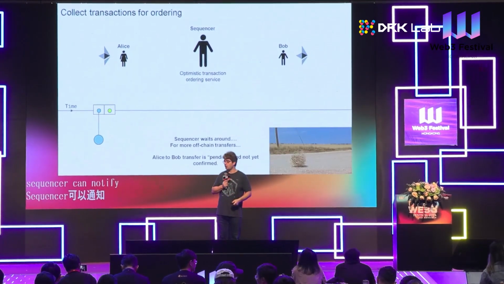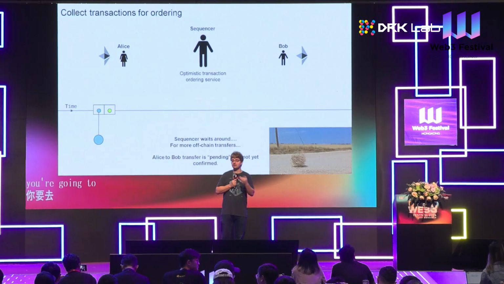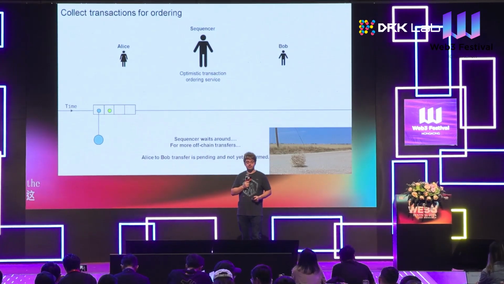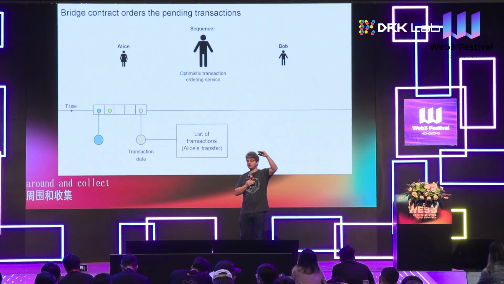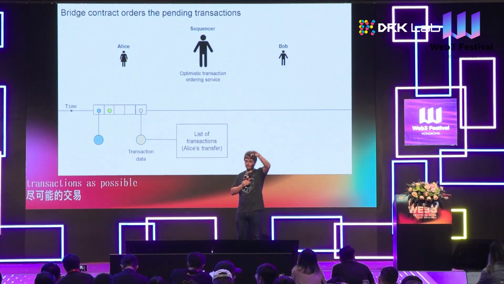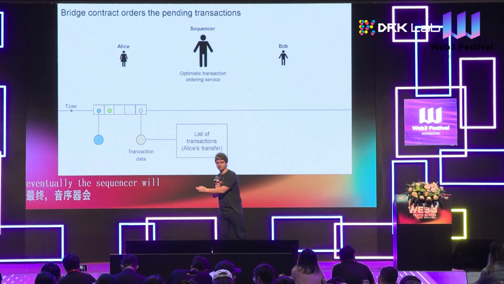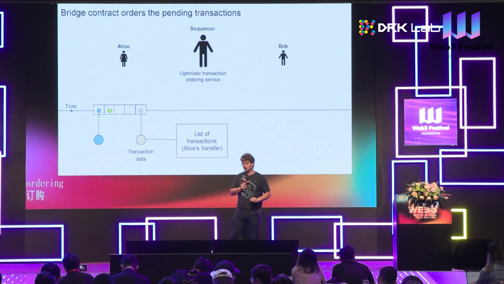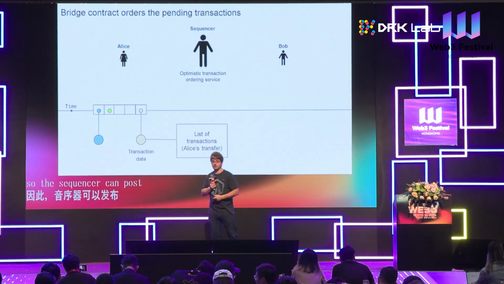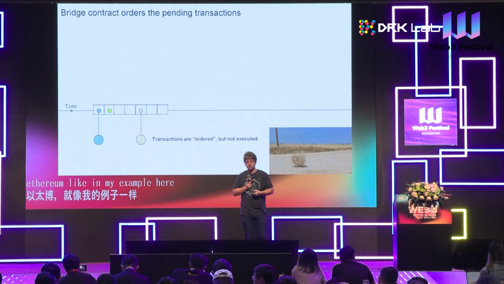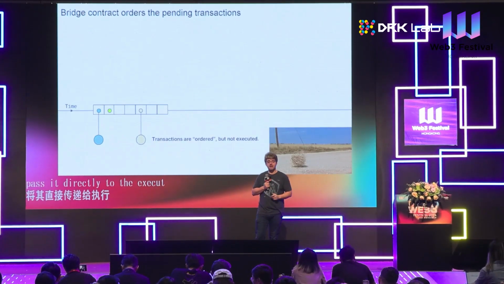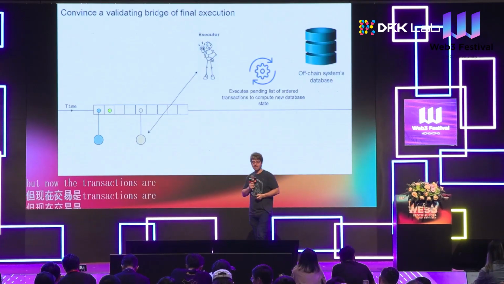The sequencer's job is to wait around and collect as many user transactions as possible. Eventually, the sequencer will create a list of transactions, decide the ordering of those transactions, and pass it somewhere else. So the sequencer can post this onto Ethereum, like in my example here, or pass it directly to the executors. But now the transactions are ordered, but they're not yet executed. That's where the executor comes in.